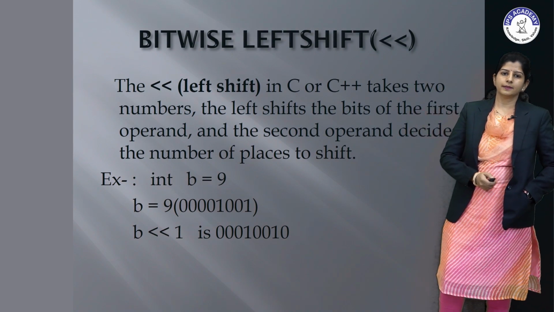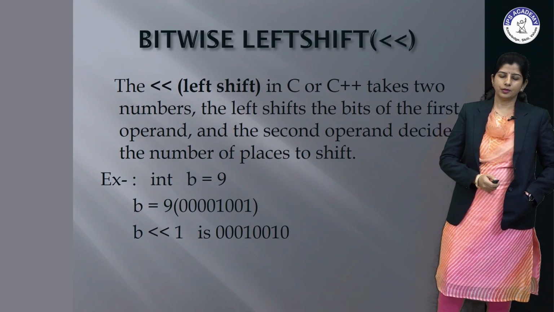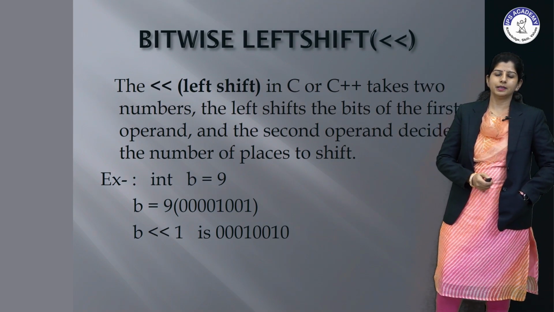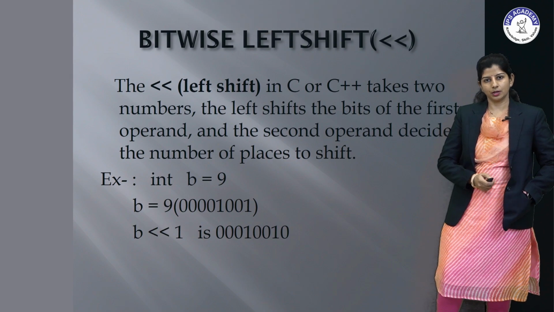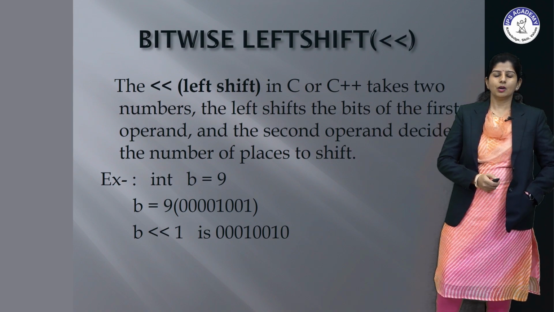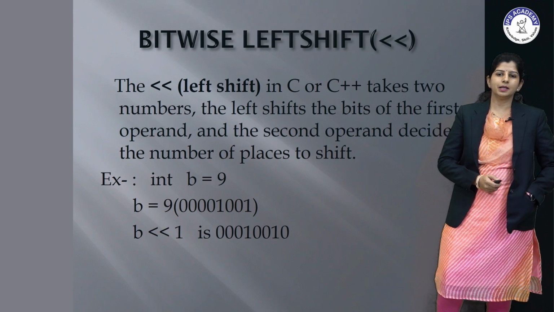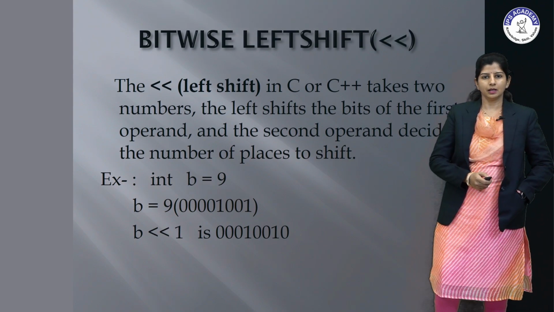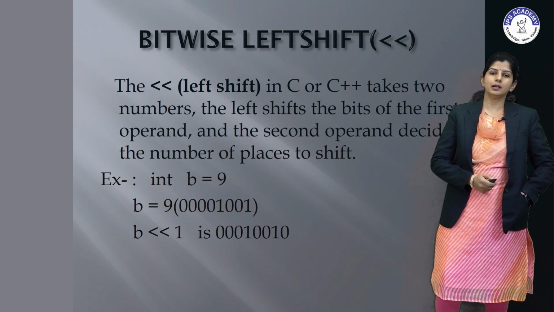It takes two numbers, shifts the bits of the first operand to the left, and the second operand decides the number of places to shift. It tries to shift all the bits to the left-hand side. We can shift the bits by 1 or 2. Here I am shifting my bits to the left-hand side by only 1.